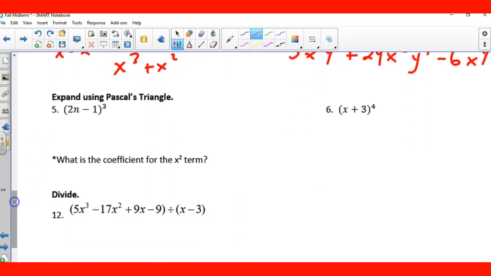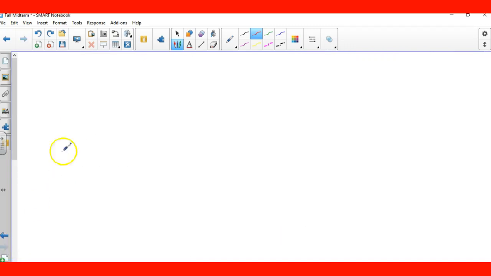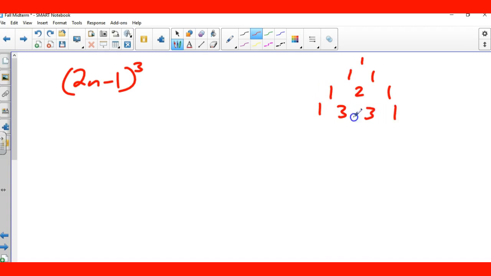Alrighty. I'm going to actually change pages for this one. 2n minus 1 cubed. I'm going to go to another page because I need space. 2n minus 1 cubed. So Pascal's triangle means I need to go down to the third row. How I know I'm on the third row right now is because right there's a 3. So 1 through 3, 1. This is the 0 row, first row, second row, third row. This is the row I need because this is 3.